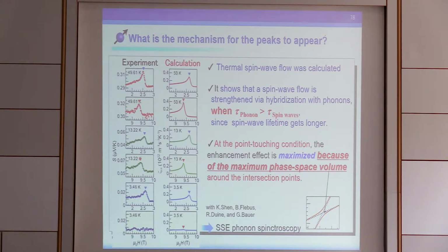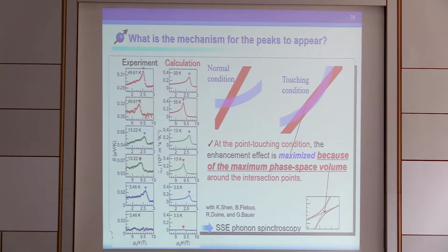Okay, so via the hybridization, the spin wave lifetime gets longer, and at the point touching condition, this enhancement effect is maximized because of the maximum phase space volume between the phonon and the spin wave hybridization. In a normal intersection condition, the hybridization volume is like this, but in the point touching condition, the hybridized volume is very large. So in this condition, hybridization is maximized.